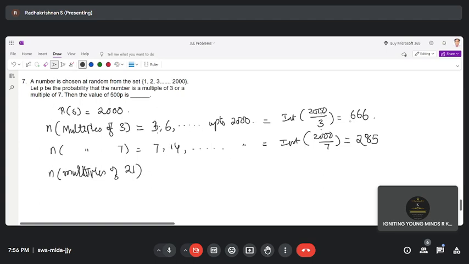So that gets double counted if you simply add that. Yeah, that is the basic set theory. Number of A union B will be A plus B minus A intersection B. Yeah, that's what you are doing. So this will be again similar: integral part of 2000 by 21, and that comes to 95.